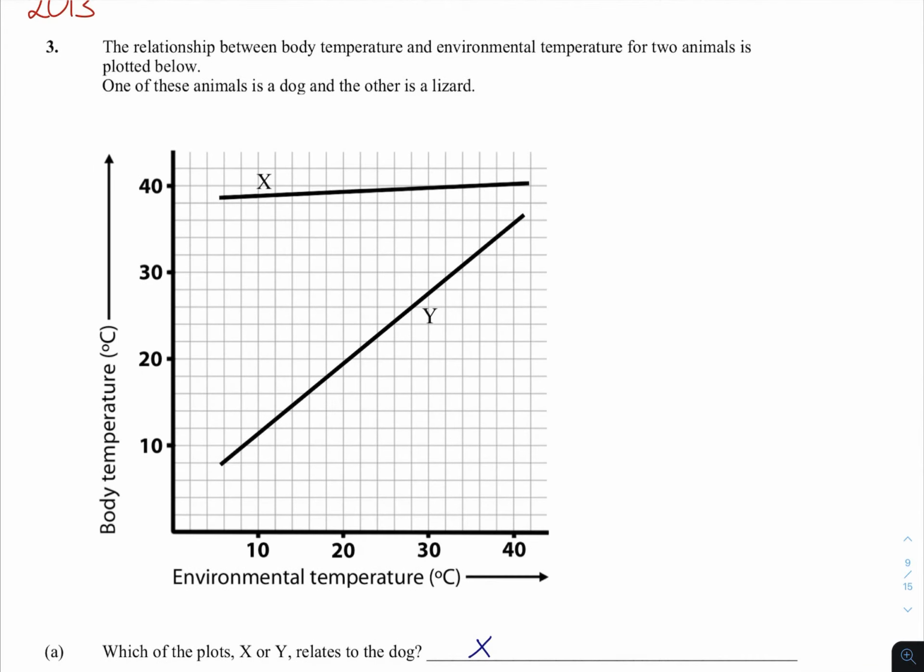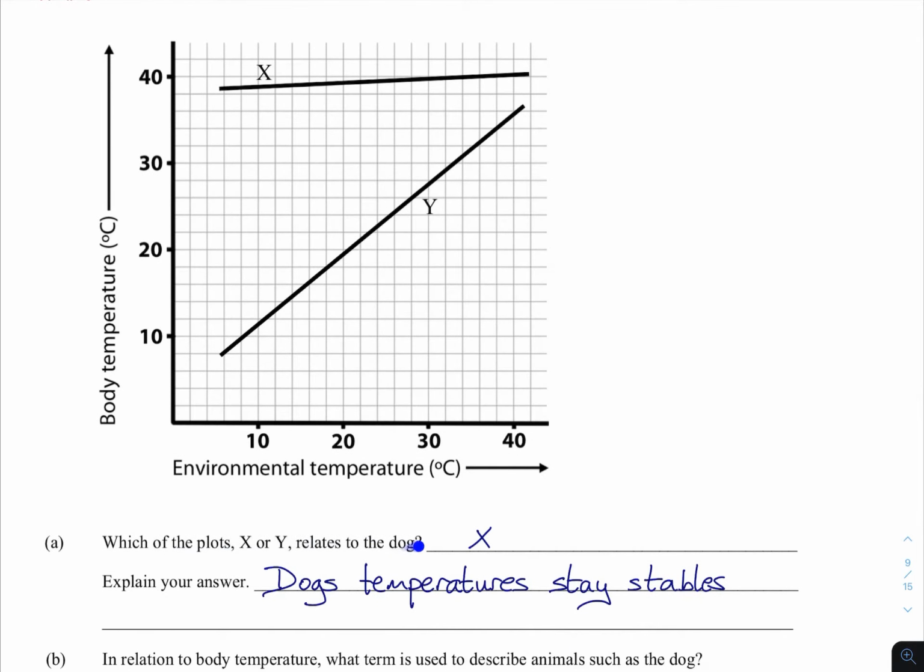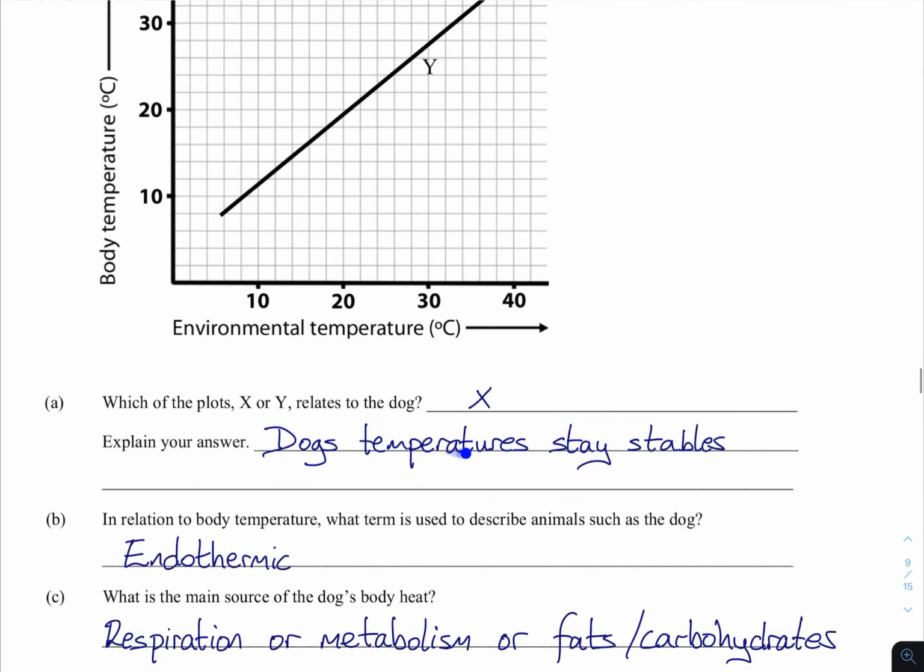Straight away we should know that X is going to be the dog. Okay, mammals undergo homeostasis very much like we do, and they have a constant internal environment, meaning that they have a constant temperature. So the dog's temperature is increasing slightly due to the temperature increasing, but only slightly. Whereas a lizard, its temperature is going to increase much more dramatically, because it is an ectotherm. So which of the plots relates to the dog? X. Explain your answer. The dog's temperatures stay stable. Okay, remain stable, relatively stable anyhow.